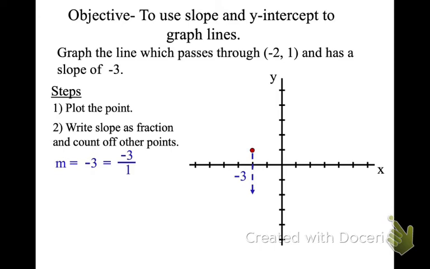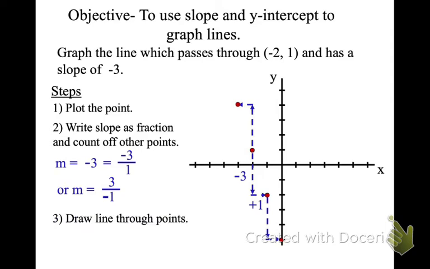So if I go down 3, then I have to go to the right 1, because it's -3 over +1. I can do it again, down 3, +1 to the right. Or we can go the other direction. Remember I said to you, we can take the negative in the denominator. So I can go up 3 and then left 1. Put a point, and then we can draw a line through the points.